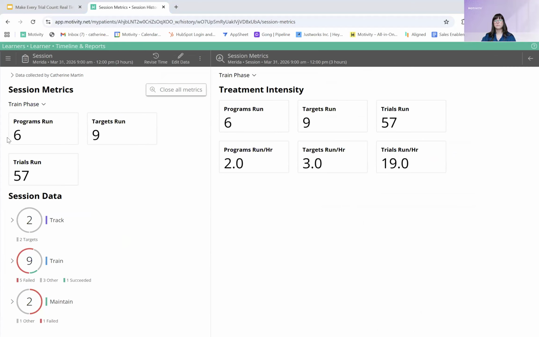Because again, 6 might seem okay, but when I actually break that down per hour, that might be a red flag for me. As we talked about, I can also break this down in specific phases. So if I want to see it across all, did we see a significant change? Now I'm alerted that there was a lot of behavior that occurred during this session, and that could have been the potential barrier that we saw there.